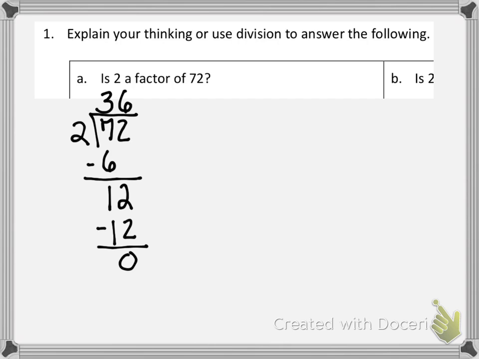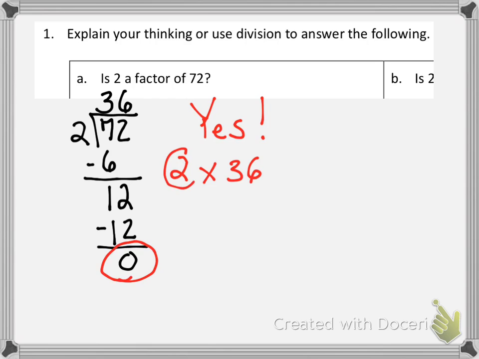So this means that 2 is a factor of 72. And not only is 2, but 36 as well. And the reason why we know it's a factor is because we have a remainder of 0. And since we have a remainder of 0, then we know that 2 and 36 are factors of 72.